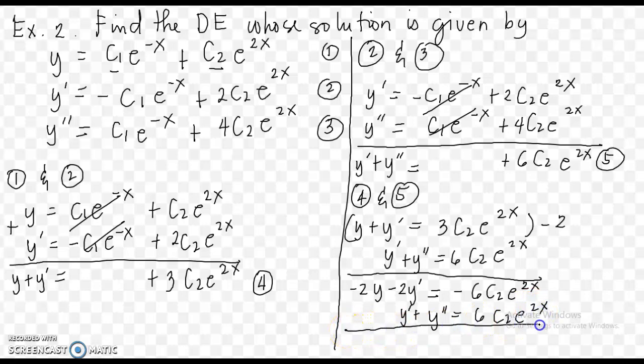Okay. We can add now the two equations. We have negative 2y minus y prime plus y double prime equal to 0. Okay. Therefore, for the final answer, we have y double prime minus y prime minus 2y is equal to 0.